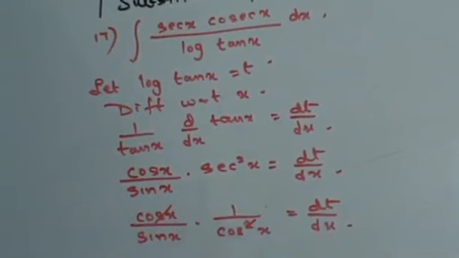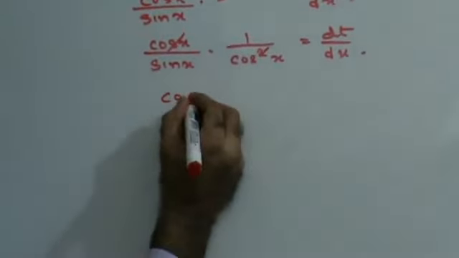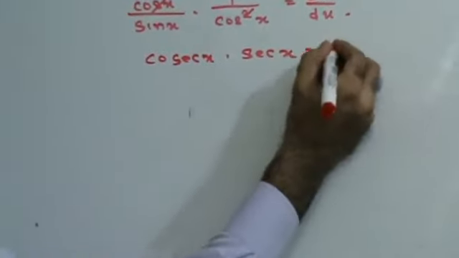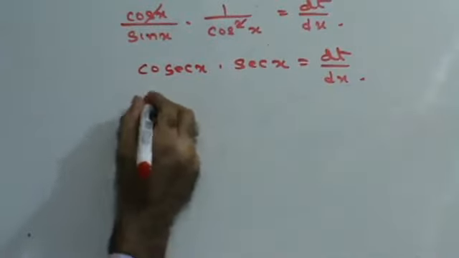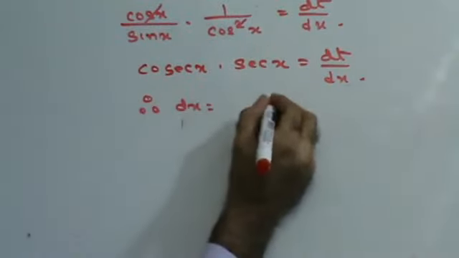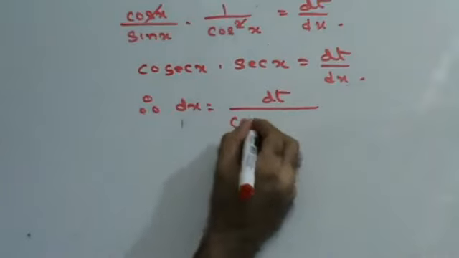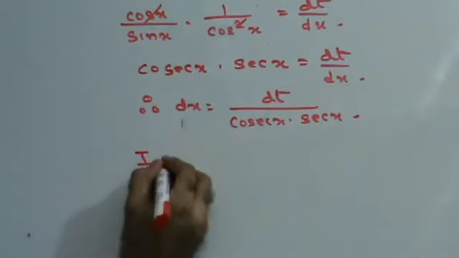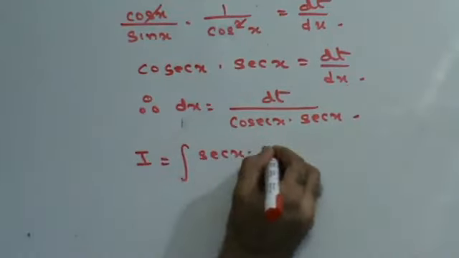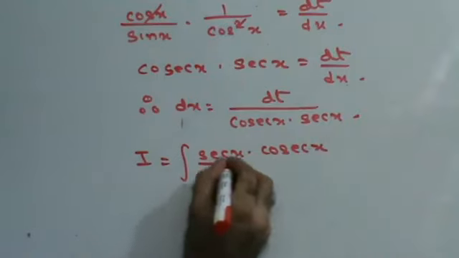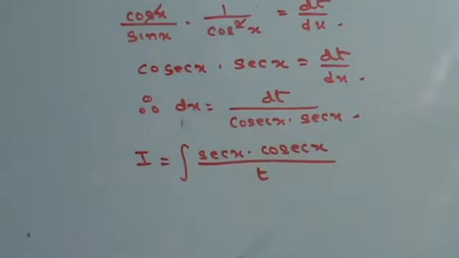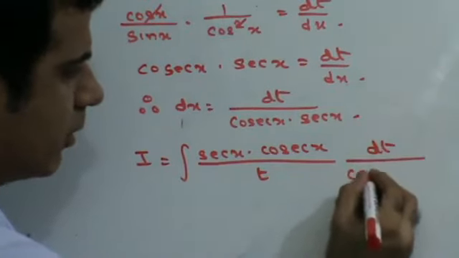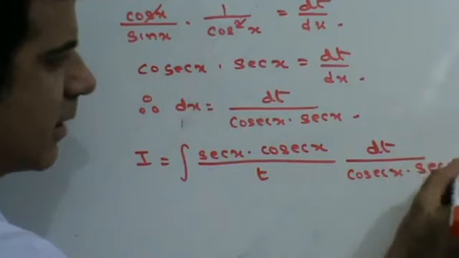Cos and cos square gets cancelled. 1 upon sin is nothing but cosec x. 1 upon cos is sec x, is dt by dx. Therefore, I can say that dx is dt upon cosec x sec x. I can say I is integral of sec x cosec x upon log of tan x, which can be written as t, and dx can be written as dt upon cosec x sec x.